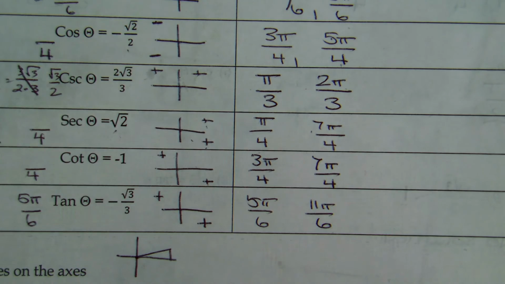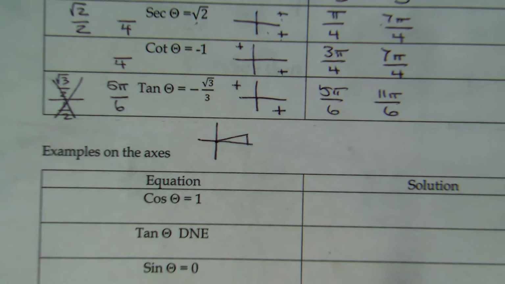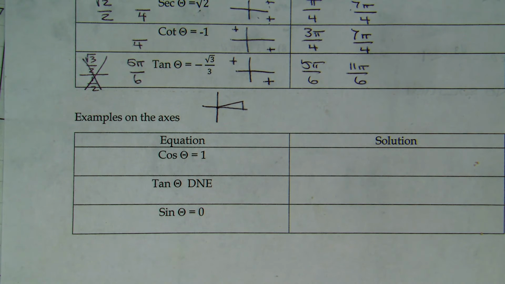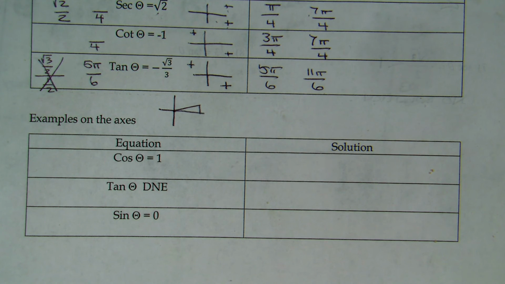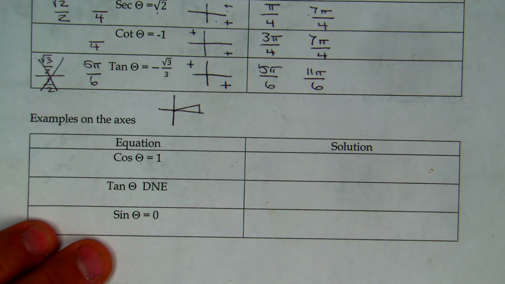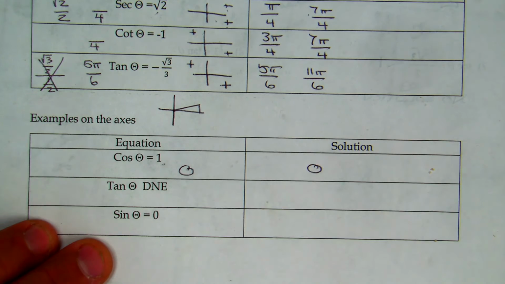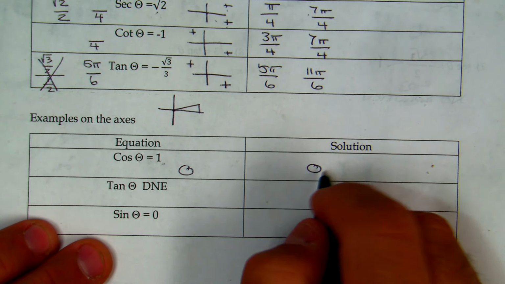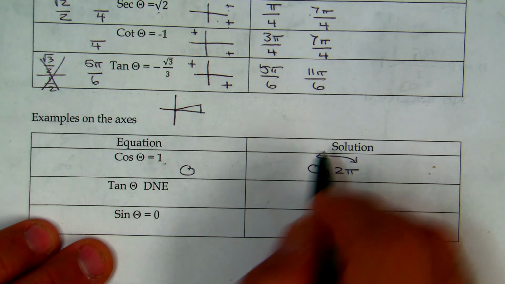All right, so now we're moving to the bottom one. So we've got examples on the axes. The equation cosine theta equals 1, tangent theta does not exist, sine theta equals 0. Whenever you have sine or cosine equal to 1, that means you're dealing on the axis. Cosine theta is equal to 1 at 0, so your one solution is 0. If you write 2 pi, technically they're the same thing, so you only write it once.